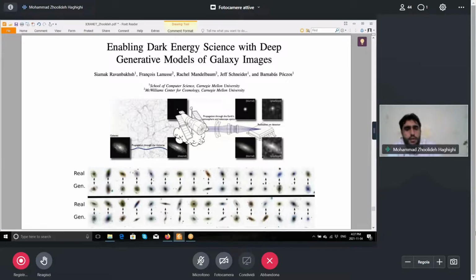Here you can see that in this paper, Siamak and his collaborators generated galaxies because they needed high resolution images of galaxies, and it is super expensive to collect these data. They generated their necessary data via GAN. And you can see here in the second row that these galaxies are generated.